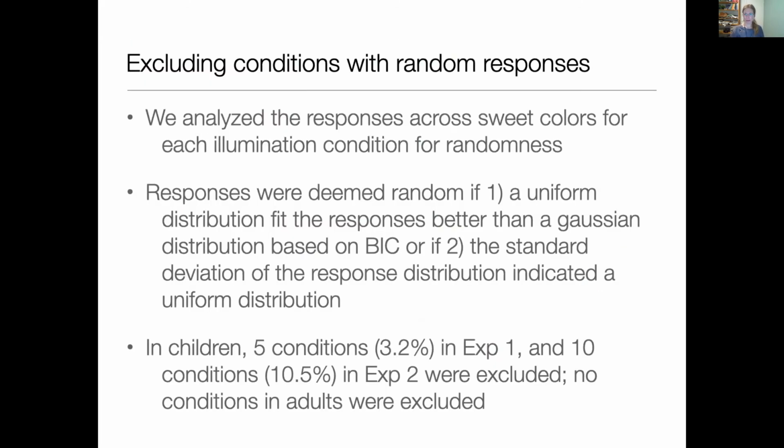We were a little bit worried about random responses, especially in children. So we took some measures to exclude conditions with random responding. We looked at responses across suite colors for each subject, and we fit both a uniform and a Gaussian distribution to the responses. If a uniform distribution was a better fit, or if the standard deviation of the distribution indicated a uniform distribution, we excluded that condition. In adults, we didn't have to exclude any conditions, but in children, a few % of the conditions were excluded in both experiments.